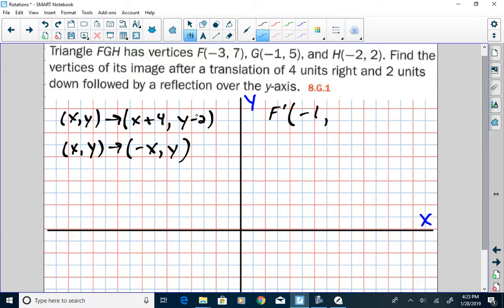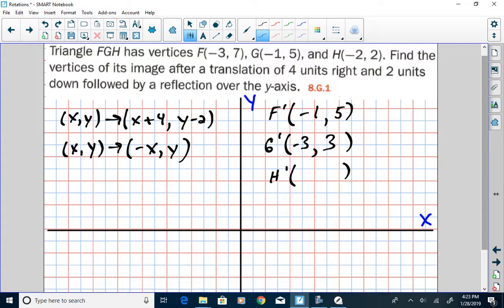Let's look at our y value. 7 take away 2 is 5, and then the y value stays the same. So that's going to be 5. G prime. Let's start. -1 plus 4 would be +3, but then I want the opposite of that. It's going to be -3. Let's see, 5 minus 2 is 3, and the y value stays the same. That would be 3.